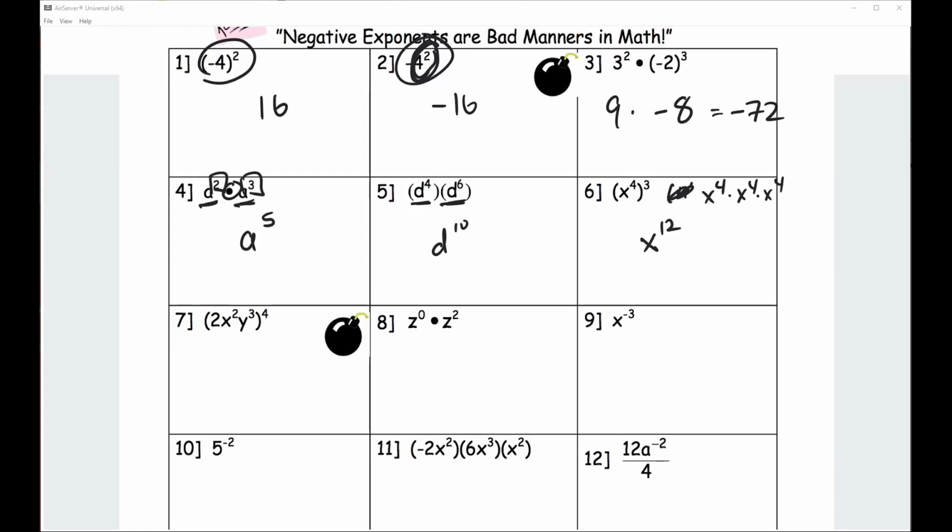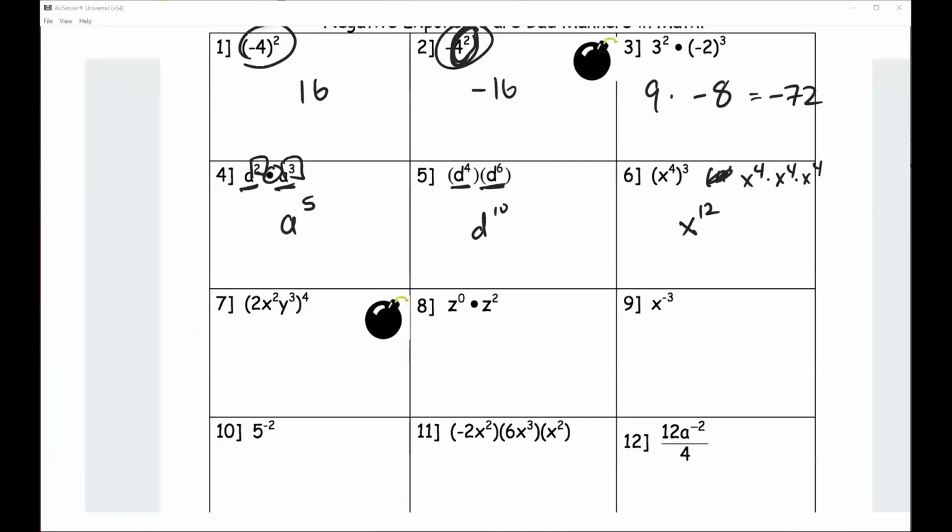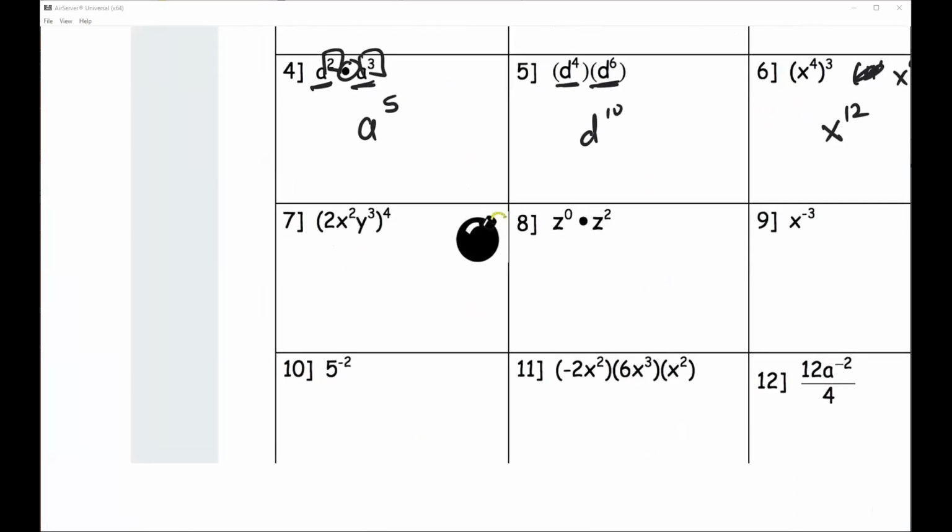It's easy until you have to do it, and it's like sometimes do you know when to apply this? It's kind of difficult. But number 7, what's 2 to the 4th power? 16, right? X 8 Y 12. Good. Multiply the exponents here. All right. Number 8, what's anything to the 0 power? 1, right? So it's just pretty much Z squared, right? What about number 9?